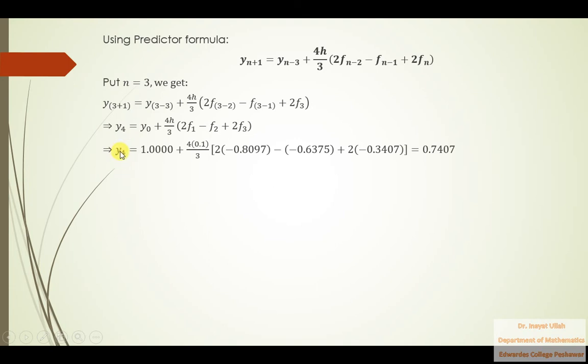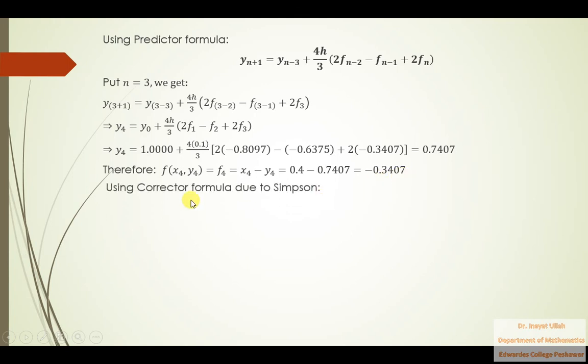Now for this y4, calculate the value of the function. We know that fn is equal to xn minus yn. So for y4 we need to put n equal to 4. We will get f4 is equal to x4 minus y4. So x4 is 0.4 and y4 is this value, 0.7407. Replacing y4 and subtracting these two, we will get f4 equal to minus 0.3407.